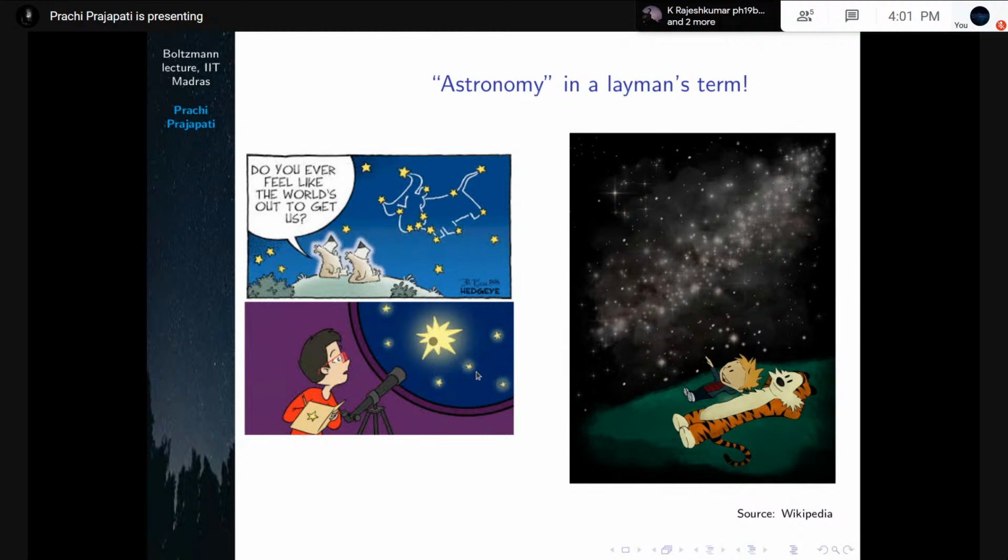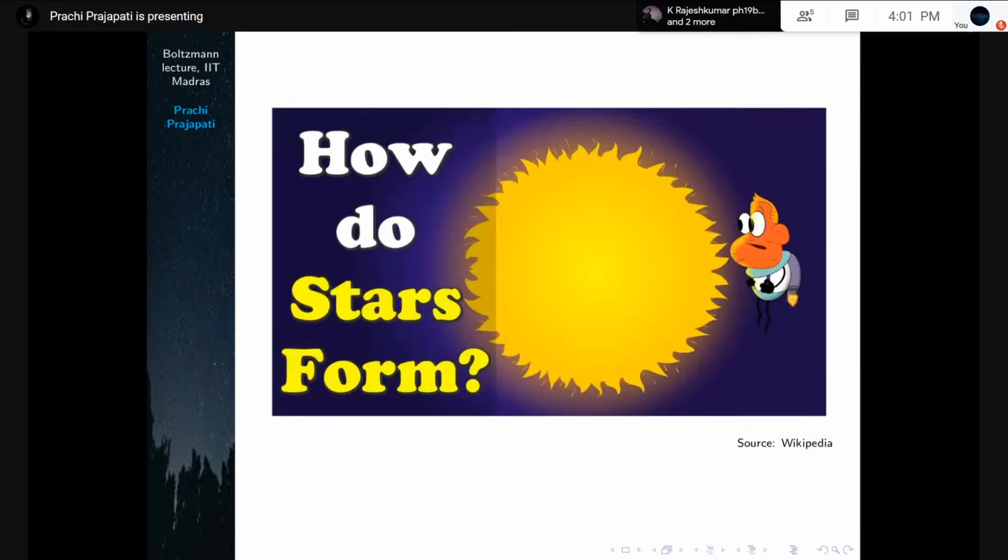And in general, if you ask even a school-going kid what astronomy is, then he will most probably answer that it's something related to looking at the stars in the night sky. So let's understand how the stars are formed.